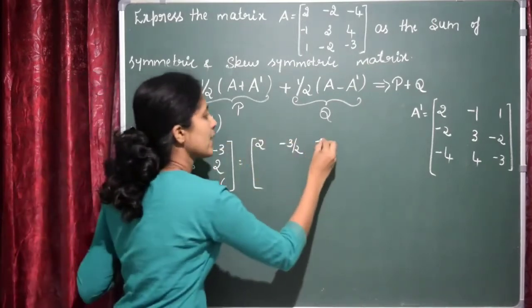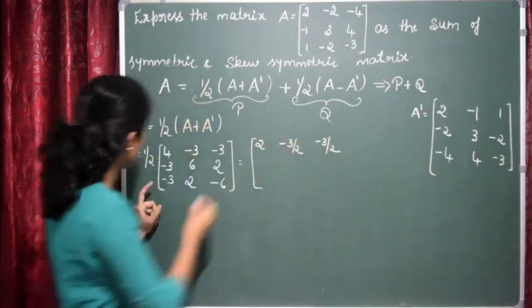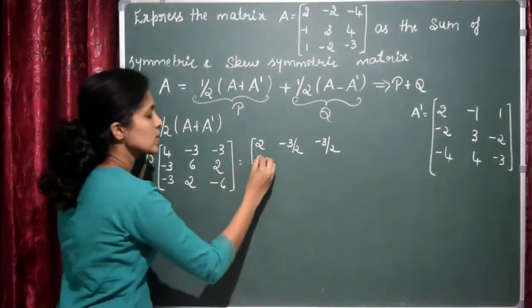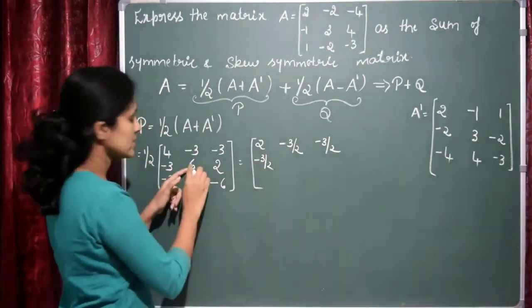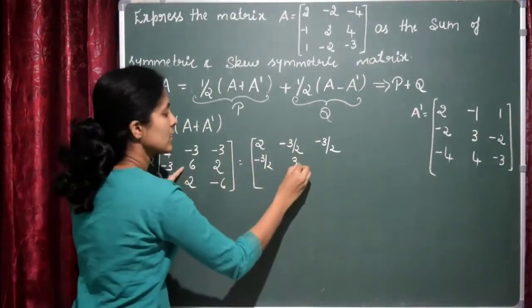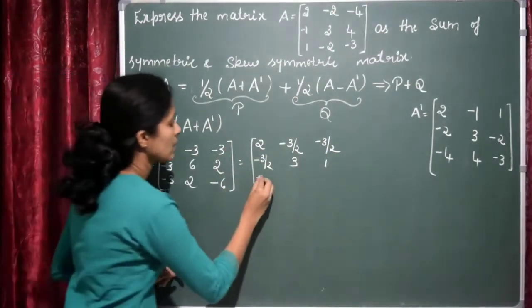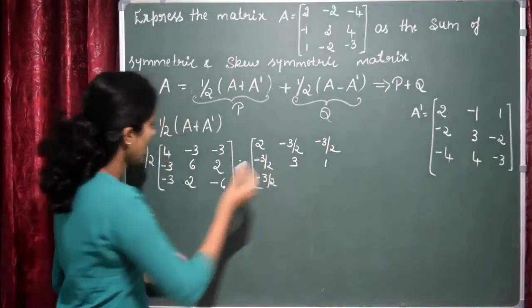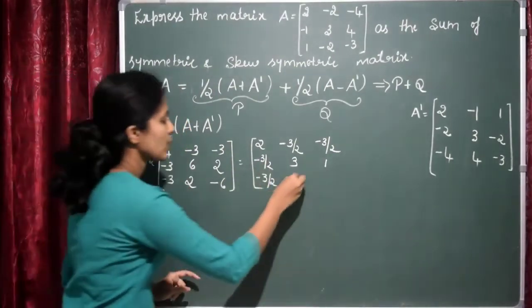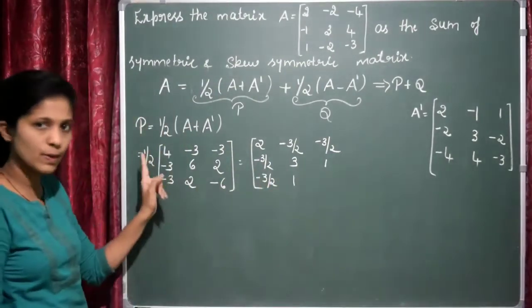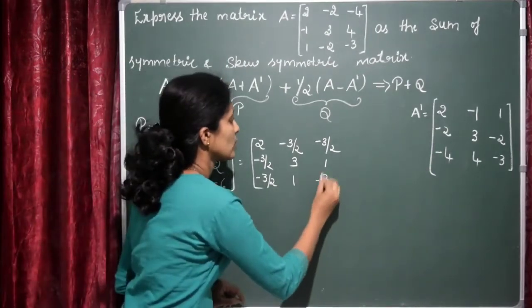Next element is minus 3 by 2. And next one will be here minus 3 by 2, right? So this is minus 3 by 2. Then 6 divided by 2 will be 3. 2 by 2 is 1. Here minus 3 by 2, minus 3 by 2. And next element 2 by 2 will be 1. So this is minus 6 by 2, it is minus 3. So we got P.